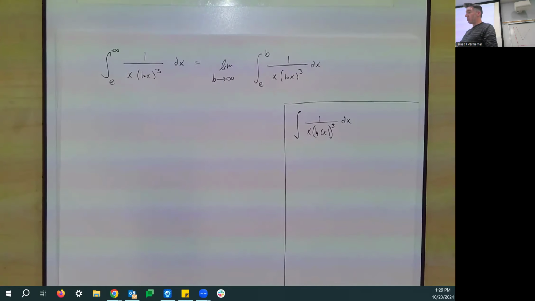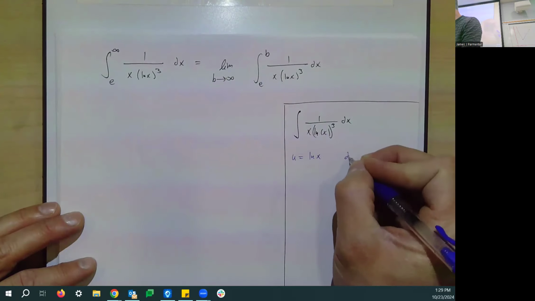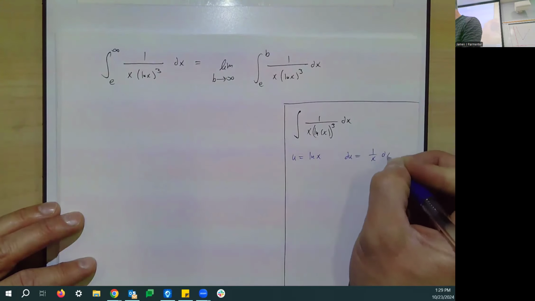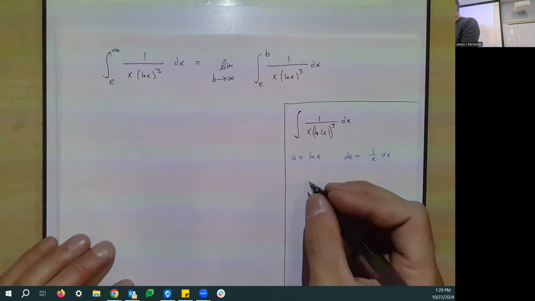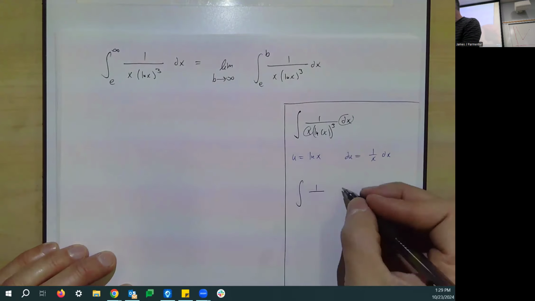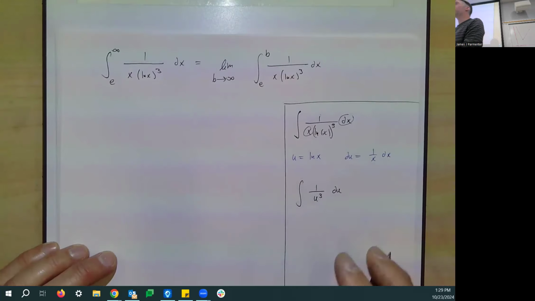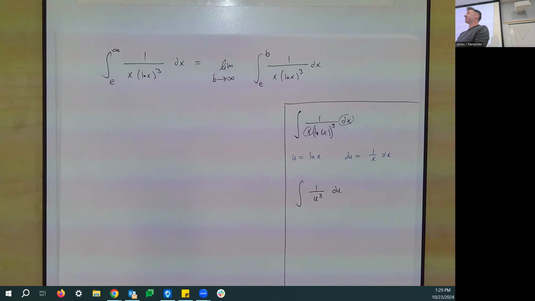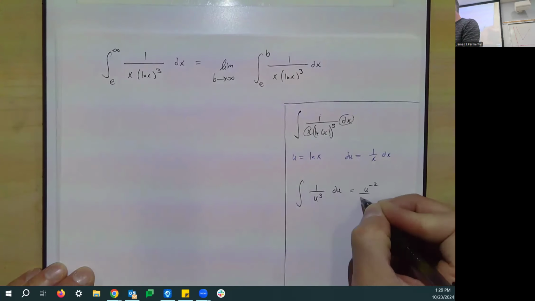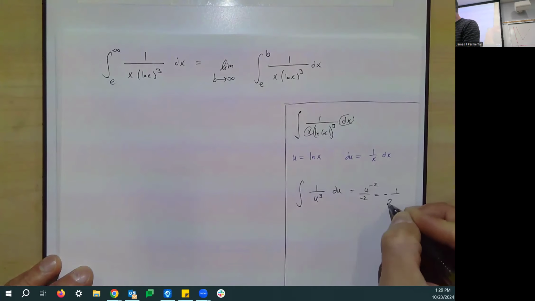So I'm going to let u equal natural log of x. And my du is going to be the derivative, which is 1 over x dx. And that's going to work out perfectly. This is going to be the integral of 1 over u cubed, since the dx over x is my du. We just integrated x to the negative third and got x to the negative 2 over negative 2. It's the same deal here. This is going to be u to the negative 2 over negative 2, which I would almost always rather write as negative 1 over 2u squared.